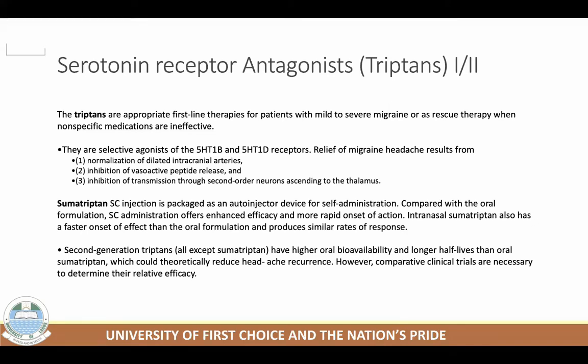response of pain neurotransmitters. Okay, sumatriptan SC injection is packaged as an auto-injection device for self-administration. I have not seen sumatriptan SC self-injector in Nigeria before. The tablets are very commonly available, but they are only available on prescription because they can also be addictive. Okay, so that's one of the challenges of using sumatriptan.